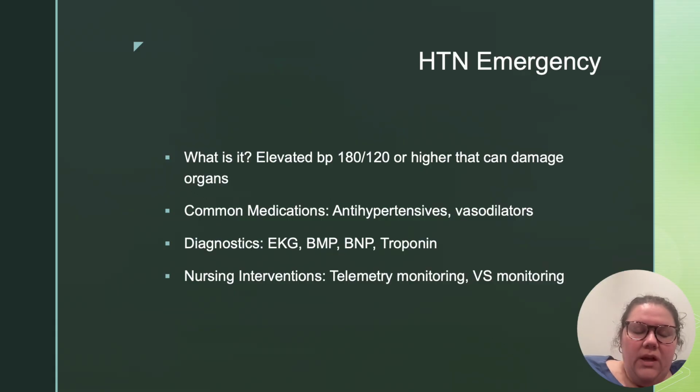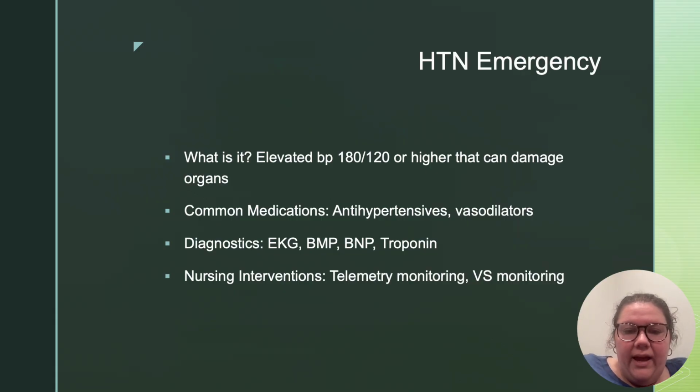Hypertensive emergency. So this is a blood pressure of 180 over 120 or higher. And so what it does is it can cause damage to the organs just because there's not good blood flow with hypertension. So what do we give this patient? We will give them antihypertensive medications. We'll do vasodilators. So a common one that we give in acute care is hydralazine, just because we have better control over slowly lowering the blood pressure.